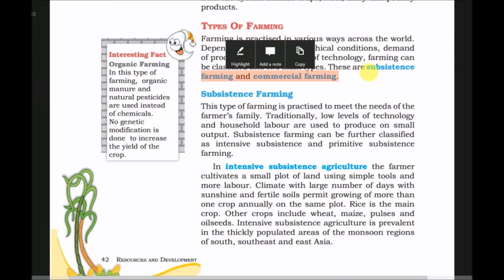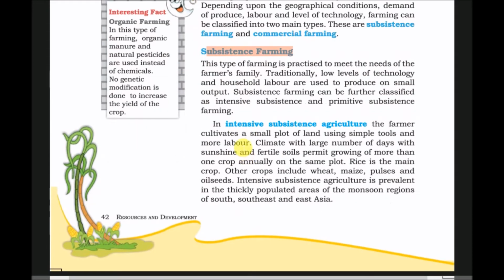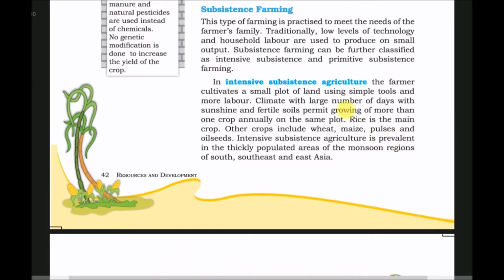Now, the types of farming. There are mainly two types of farming: subsistence farming and commercial farming. Subsistence farming simply means that the farmers have a small plot of area and they want to grow a small amount of food for their daily use. It is also divided into two parts: intensive subsistence and primitive subsistence farming. Now, intensive subsistence farming means the farmer cultivates a small plot of land using simple tools and more labor. So the farmer does the farming on a small scale.